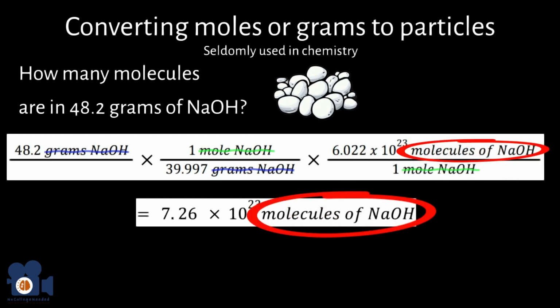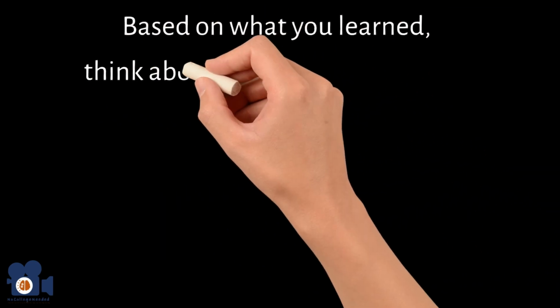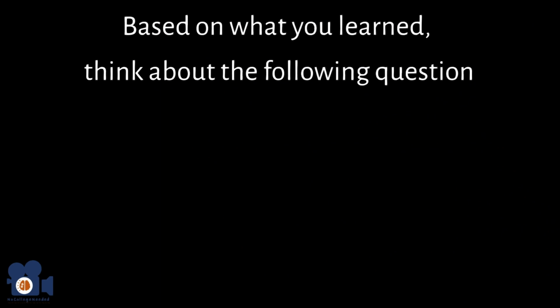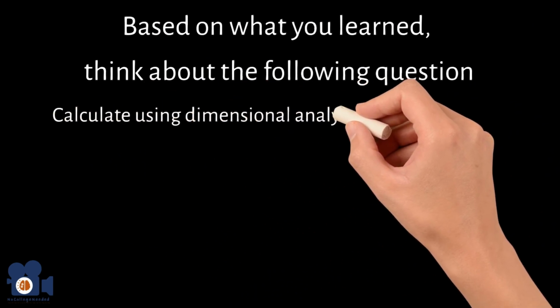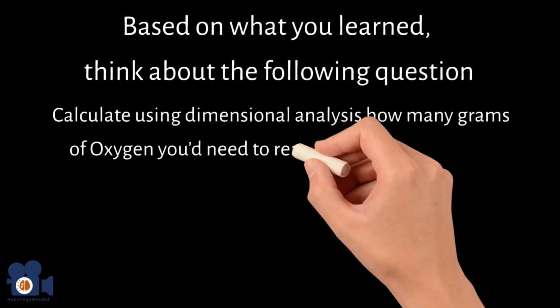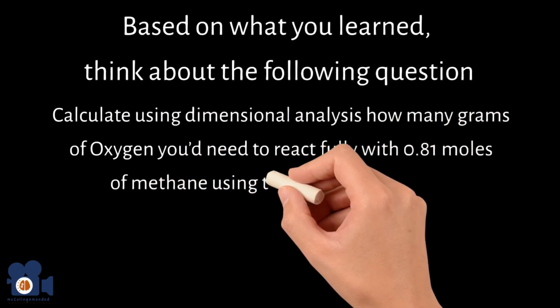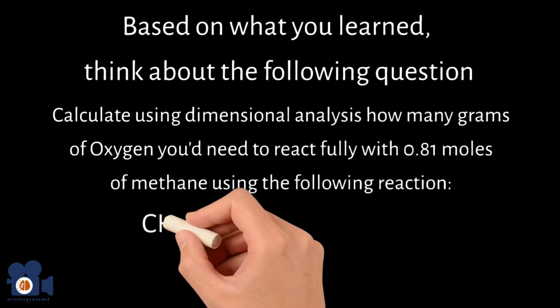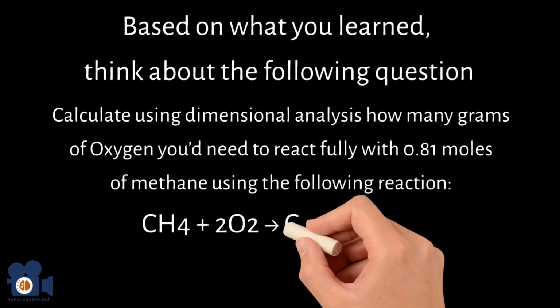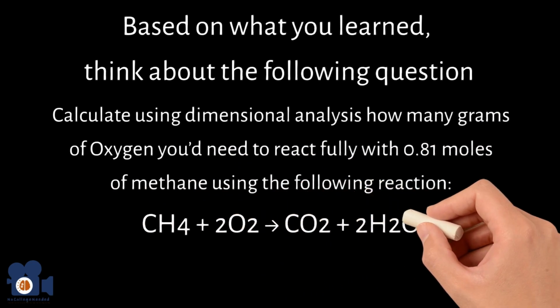Based on what you learned, think about the following question. Calculate using dimensional analysis how many grams of oxygen you'd need to react fully with 0.81 moles of methane using the following reaction: CH4 plus 2O2 going to CO2 plus 2H2O.